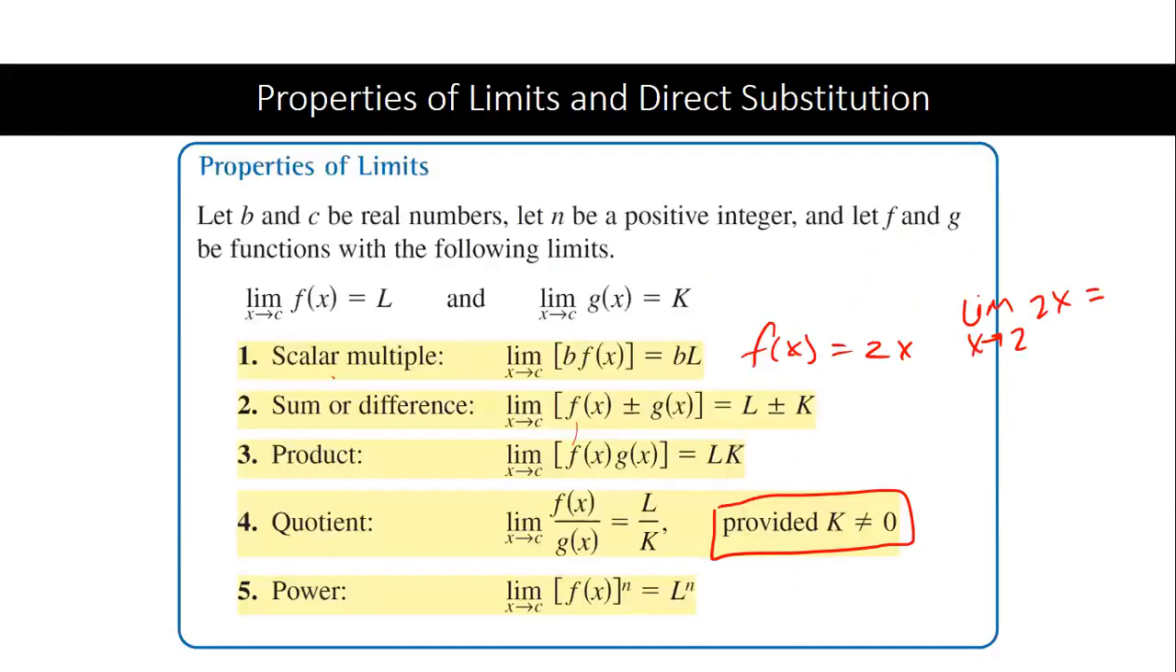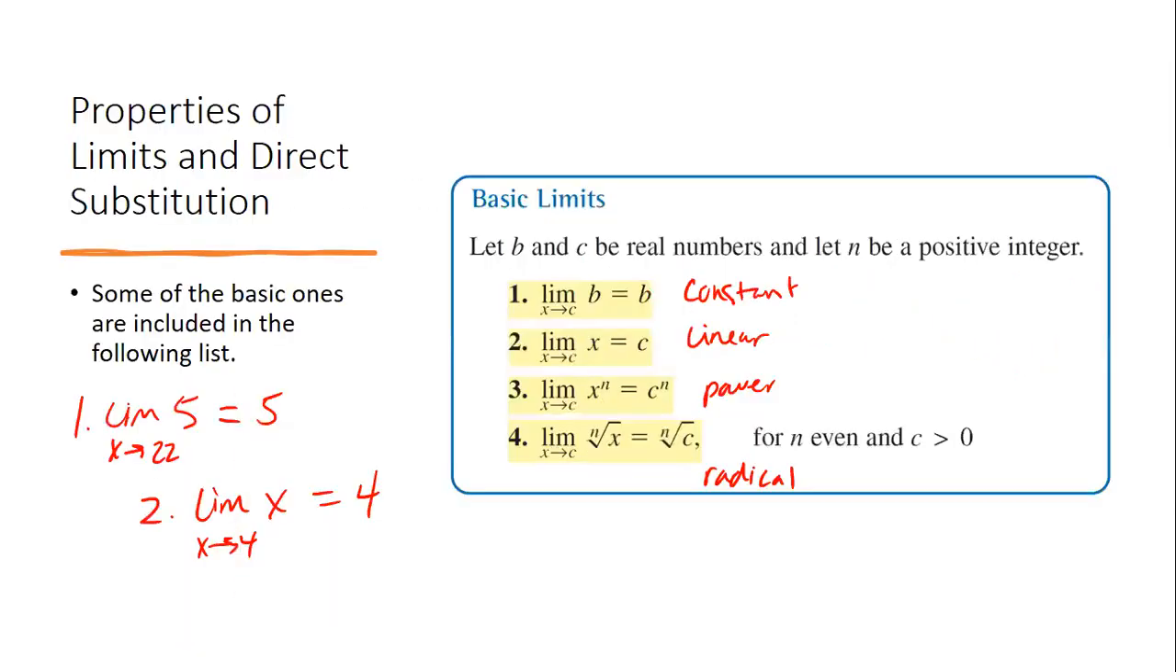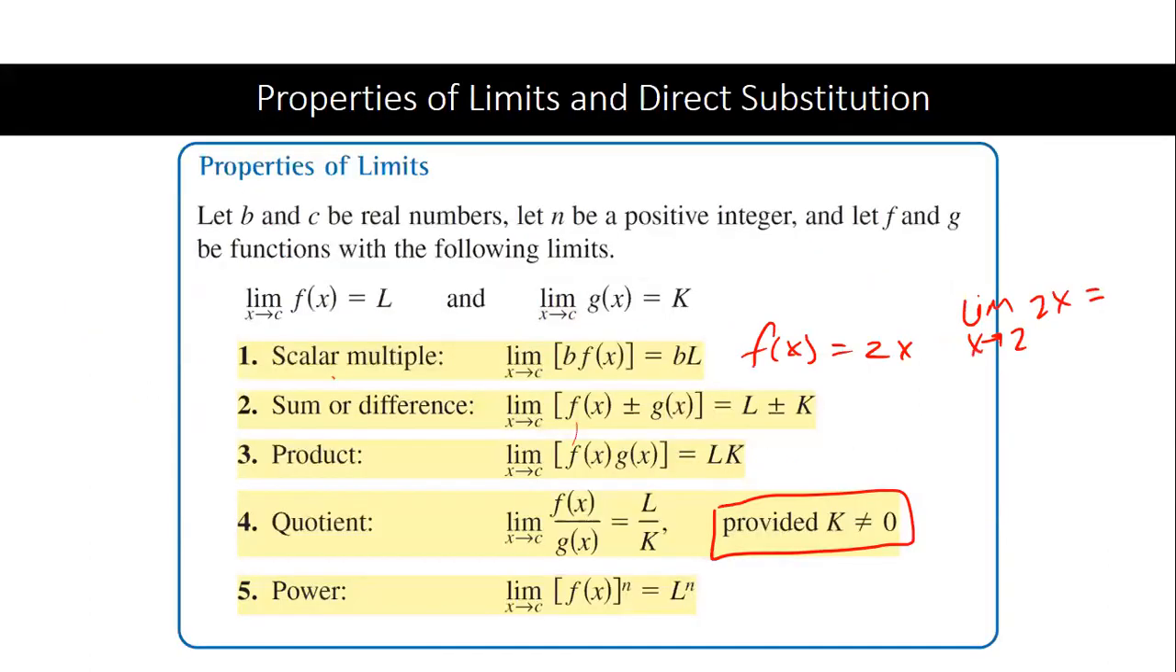So we have our rules to follow. We have our basic constant, linear, power, radical, parent, right? So if it's any of these, then we know it's going to be direct substitution. And then we have their modifications of them where we are multiplying, the sum or difference, the product, the quotient, and then additional power. All right.